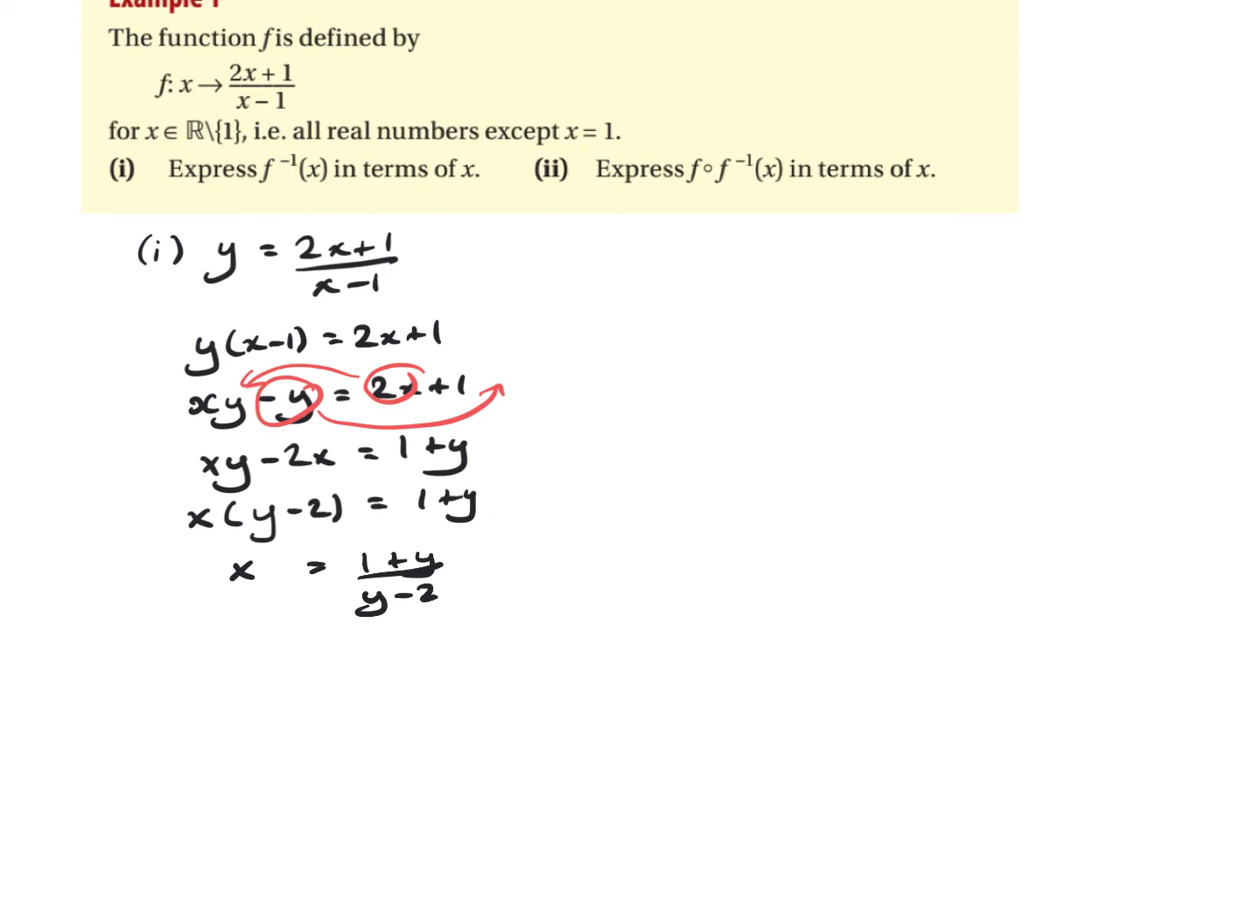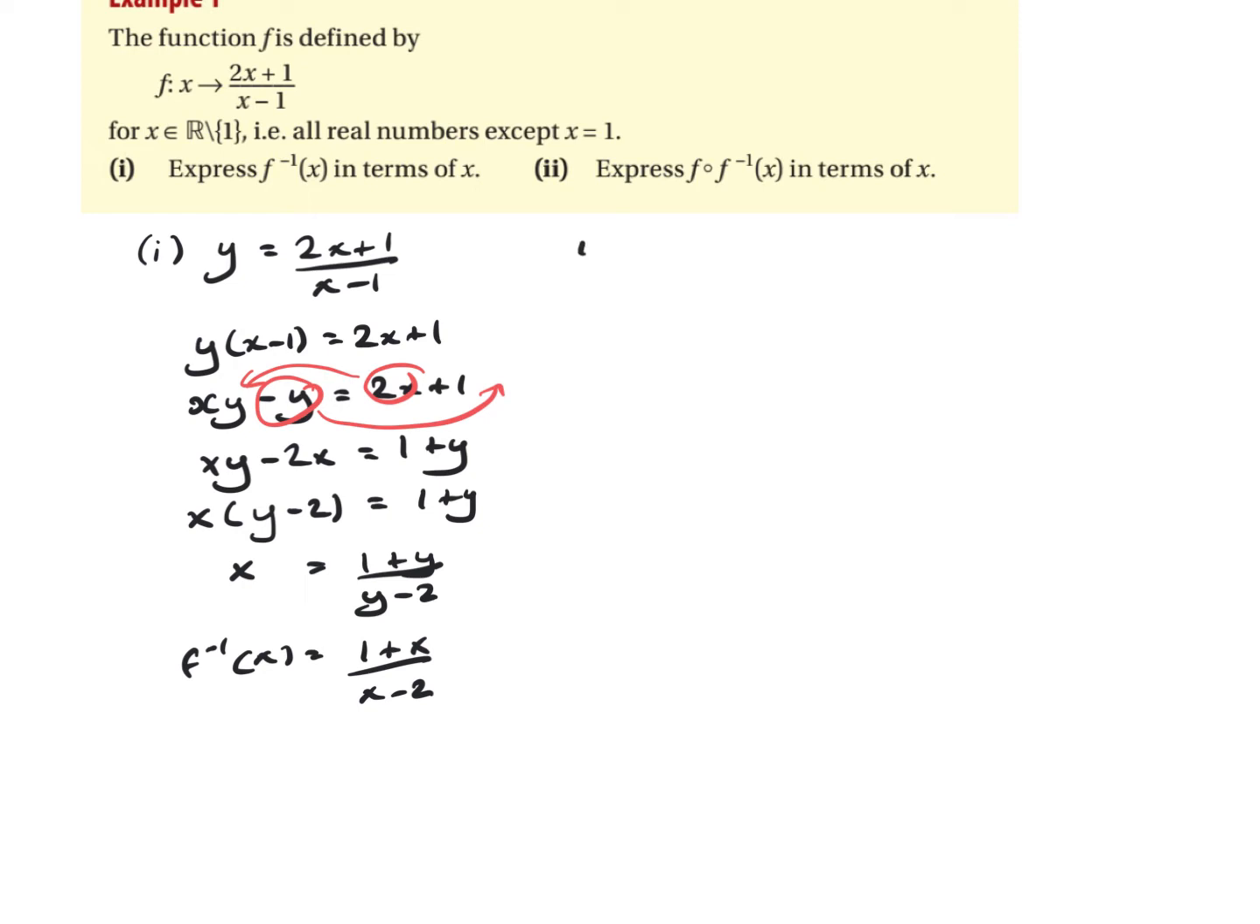So I could write this now as f to the minus 1 of x is equal to, and don't forget, when we finish this, we change all the y's for the x's. So this is now going to be 1 plus x over x minus 2. And that there is part I done.